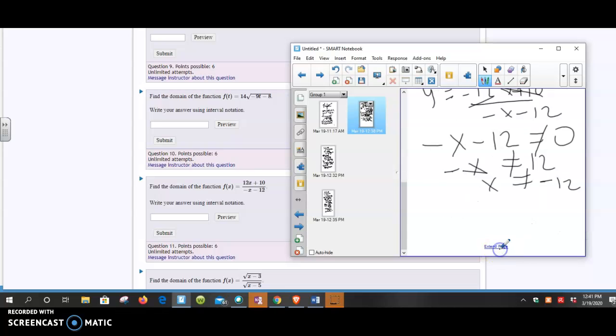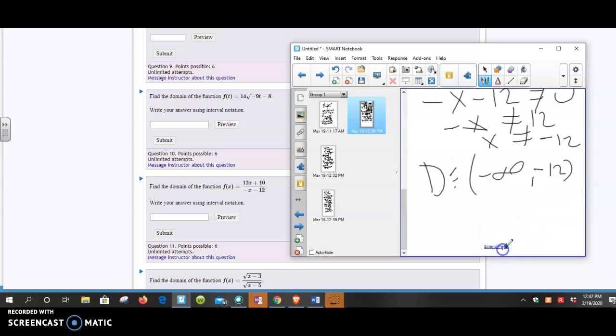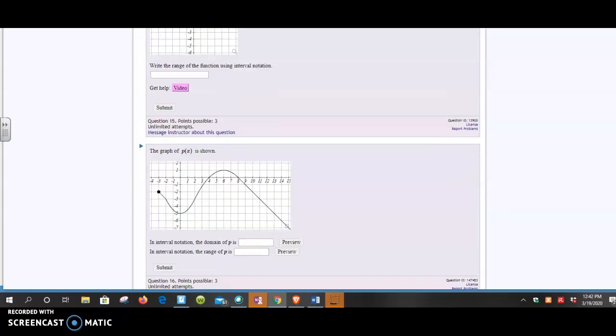So therefore, when we write our domain, we always start with negative infinity, okay? And we go up to any value that's not included, so negative 12 cannot be included, so soft bracket. And you guys remember, then we put a U there for union, and we start with negative 12 and then go towards positive infinity, because the only number that doesn't work is negative 12. And you see how we have soft brackets here, so that tells us we'll be fine there.